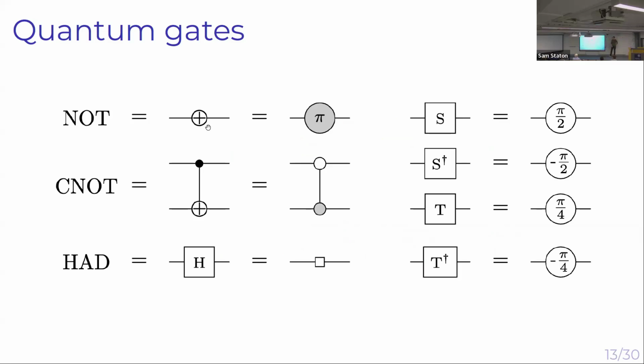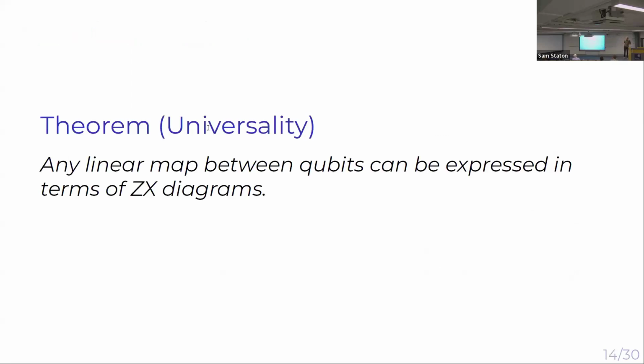or the S and T gates, which some people might be familiar with, are the pi/2 and pi/4 gates of the green spider. Sorry, this is not the original color, but these are the green spiders, these are the red spiders. So we can represent many quantum gates, and in fact, we can represent any kind of quantum gate. Any linear map between qubits can be expressed in terms of a ZX diagram. This property is called universality. In other words, the interpretation functor is full. We can get to any linear map between qubits.